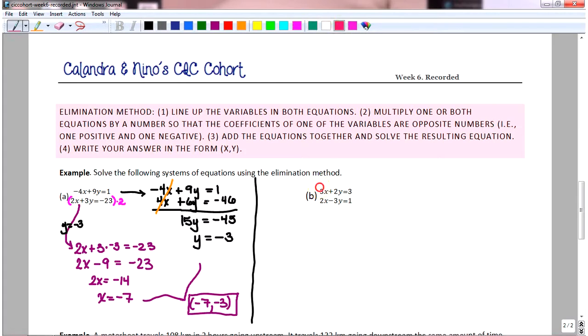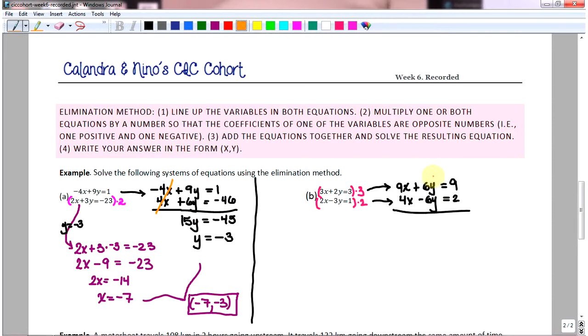So I'm going to multiply the top equation by 3 and the bottom equation by 2. In the last problem, we only had to multiply one equation, but like you're seeing now, it might be possible that you have to multiply both equations. So I end up with 9x plus 6y is equal to 9. Again, make sure you distribute. The second equation, we get 4x minus 6y is equal to 2. Okay, and now we're ready to add them together.